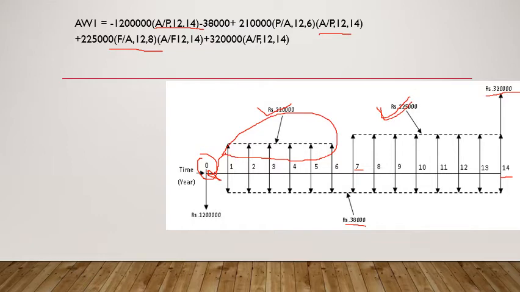Last one is 3,20,000. It is already at the end, so there is no problem. I can straight away use the factor A by F comma 12 comma 14 to convert this 3,20,000 to A of 14 years. So this will convert all the cash flow into equivalent annual worth of 14 years.